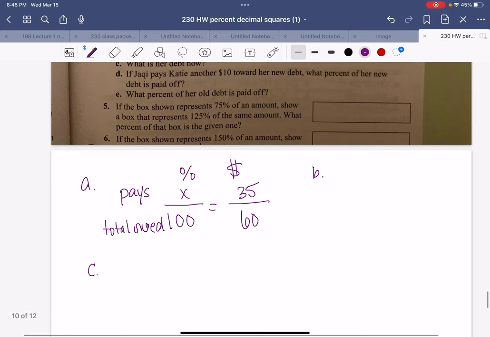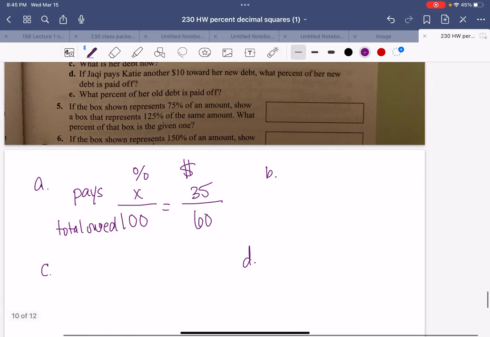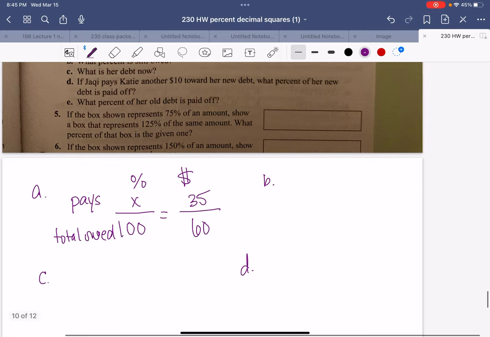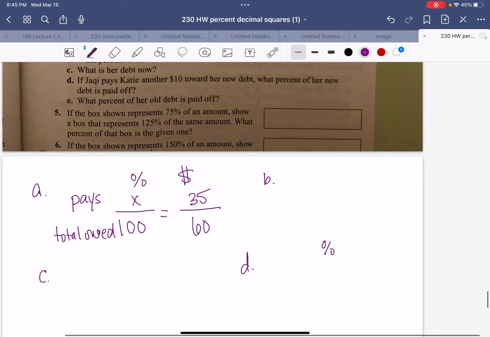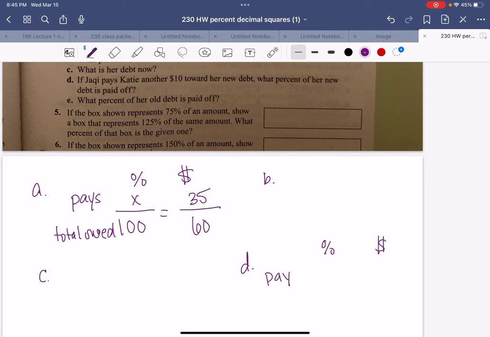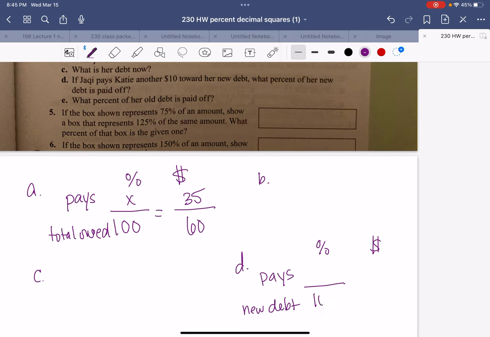And then part D, we're going to set up another chart. So in part D, if Jackie pays Katie another $10 towards her new debt, what percent of her new debt is paid off? So again, we're going to have percent and dollars across the top, only now we've got pays, and we're going to have new debt, meaning her new total debt. So again, now your 100% is the new total debt. And the new total debt is whatever her debt was left, right? So the $60, she paid $35, so that looks like $25.